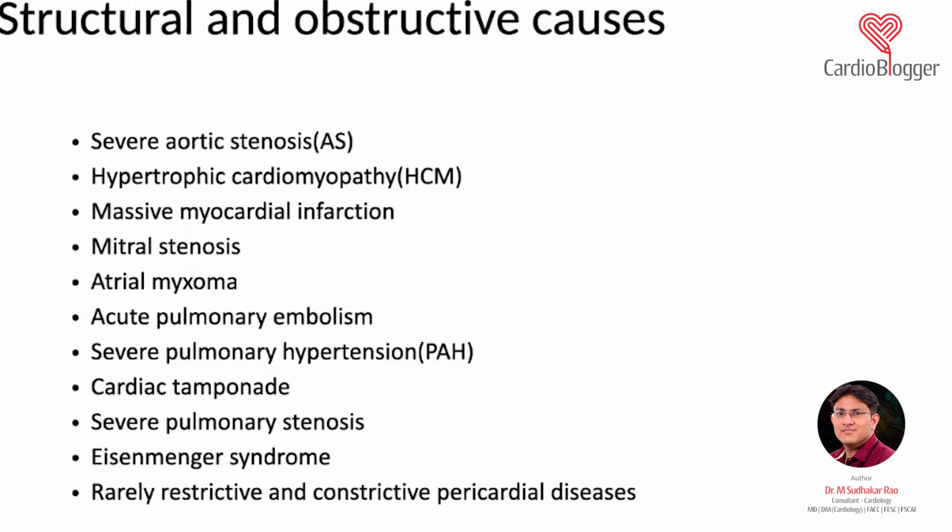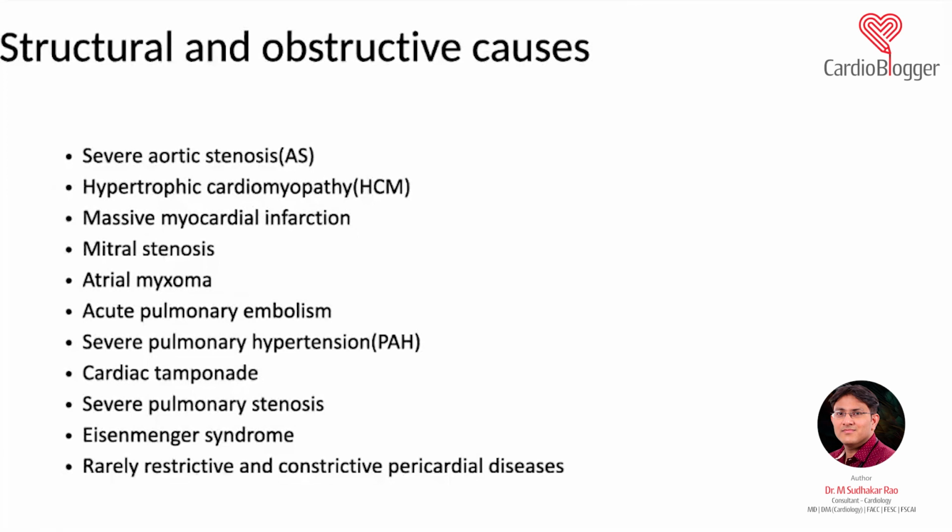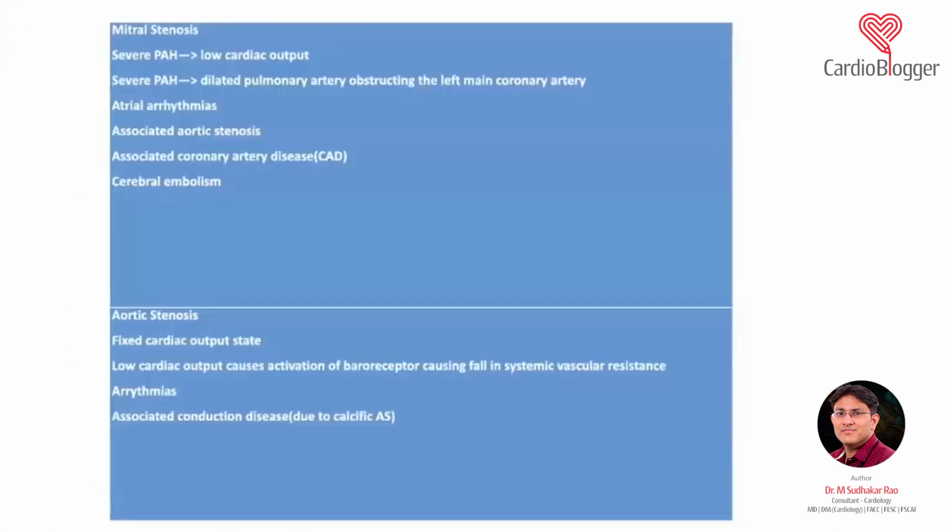Eisenmenger syndrome, it is a cyanotic congenital heart disease where there is a bidirectional shunt, can cause it, and rarely restrictive and constrictive. Most important are aortic stenosis and hypertrophic cardiomyopathy, you have to remember. Mitral stenosis rarely. Pulmonary embolism and PAH, you should remember, and tamponade, you should remember, which can cause it. And one thing which we have not written is acute aortic dissection leading to blood in the pleura, pericardium and hypotension can cause syncope. But that is not classified as a syncope.